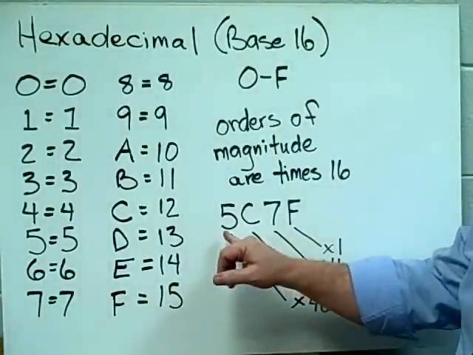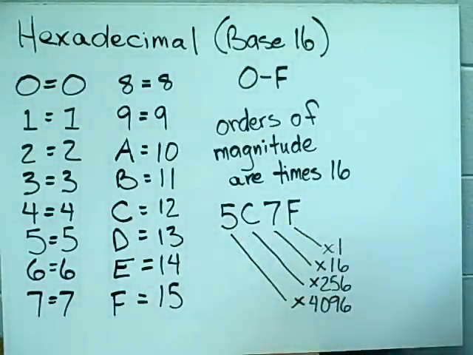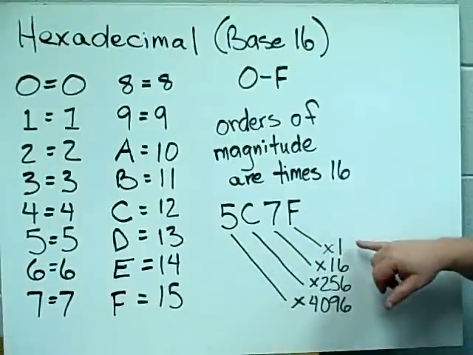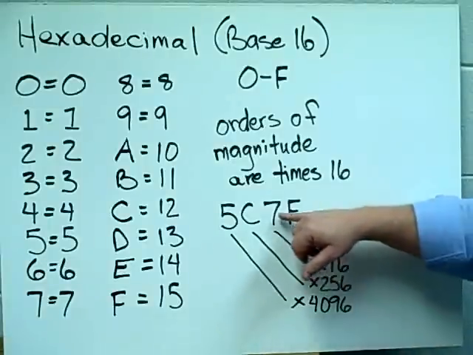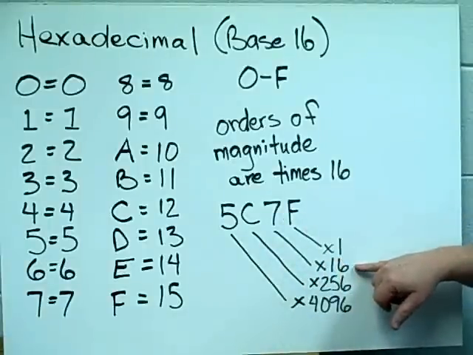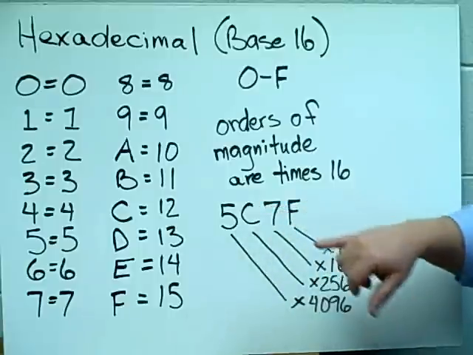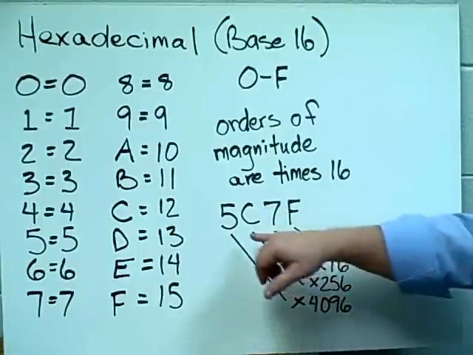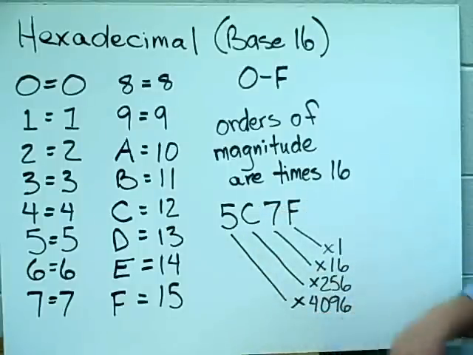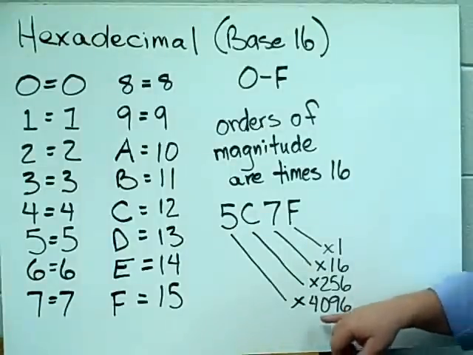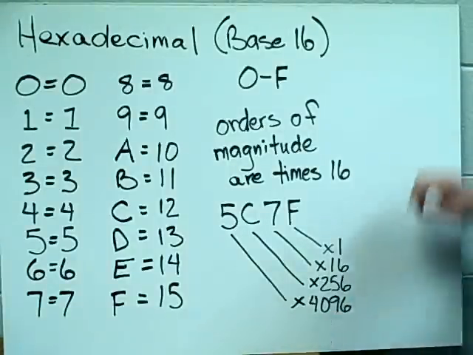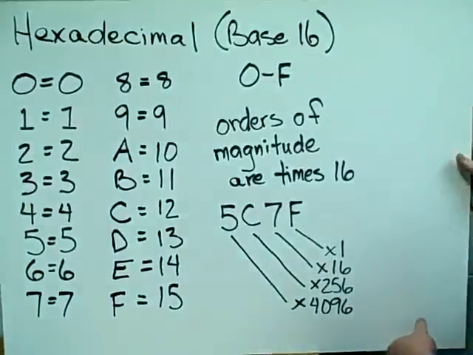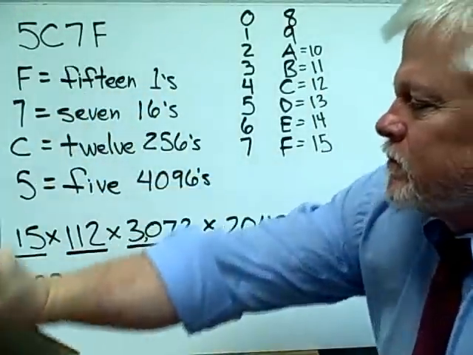For example, this hexadecimal number, the F is times 1, the 7 is times 16, the C is times 16 times 16, which is times 256, and the 5 is times 4,096, which would be 16 times 16 times 16. Let's take a look at that and work that problem out.